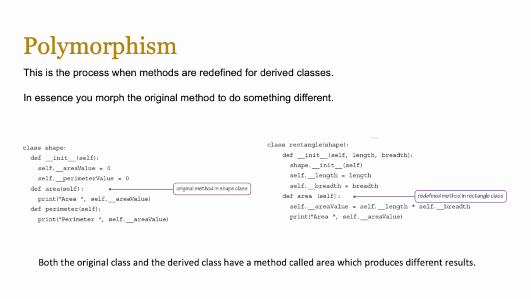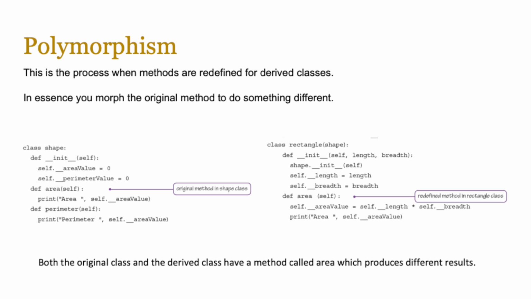Now on screen you see an example of a parent class called shape. So in here we have a constructor which defines the area value and the perimeter value. We set those to 0. And then we have a definition for the area method. And this method simply prints the area out. In this case, it'll just print out 0. And similarly, we've got another method that prints the perimeter out.